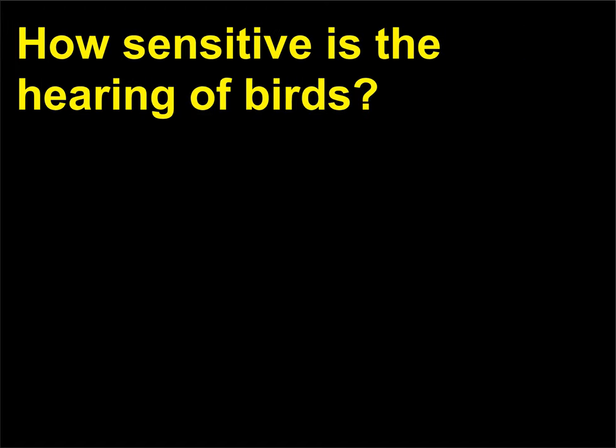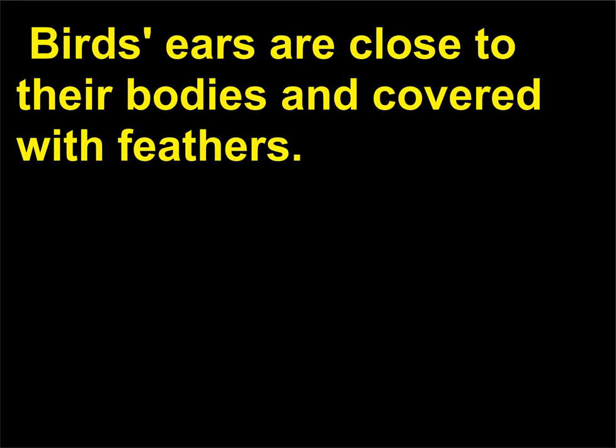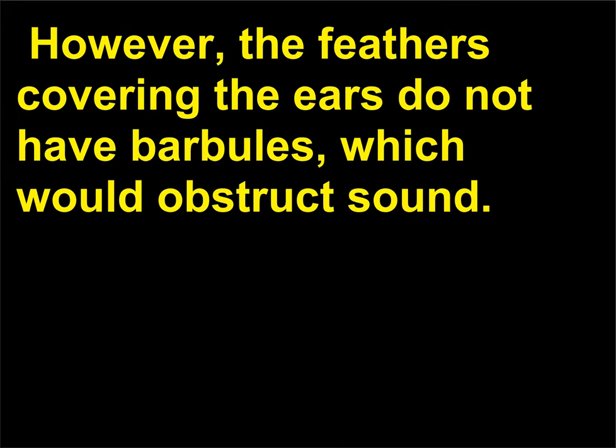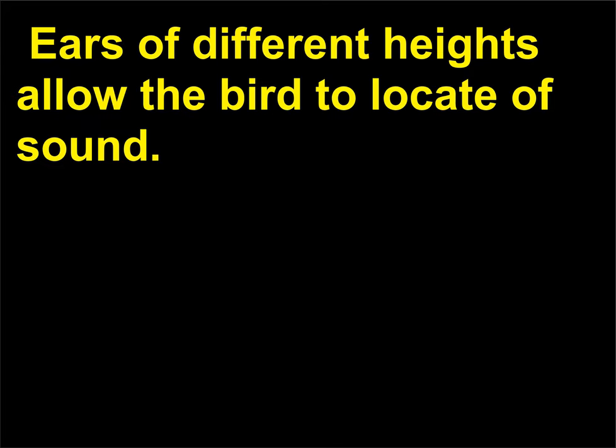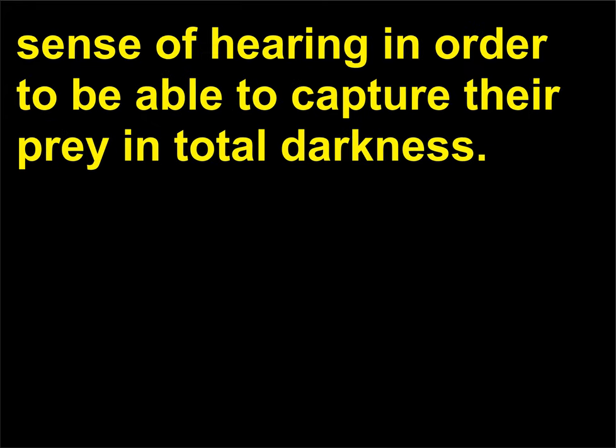How sensitive is the hearing of birds? In most species of birds, the most important sense after sight is hearing. Birds' ears are close to their bodies and covered with feathers. However, the feathers covering the ears do not have barbules, which would obstruct sound. Ears of different heights allow the bird to locate the source of sound. Nocturnal raptors such as the great horned owl have a very well-developed sense of hearing in order to be able to capture their prey in total darkness.